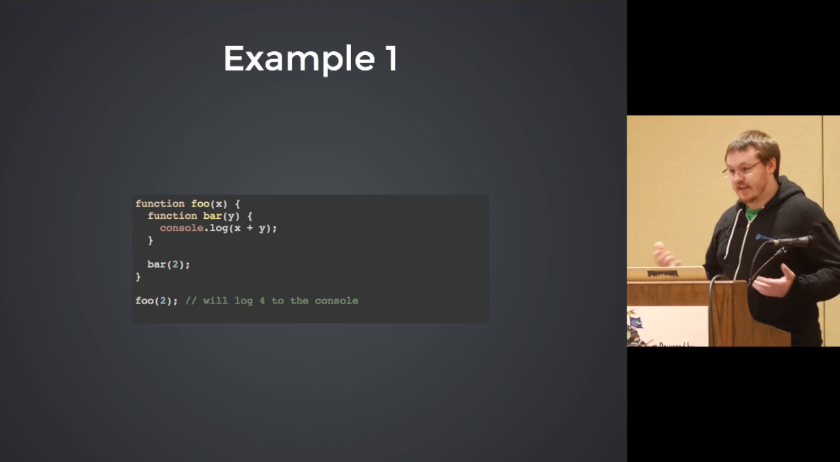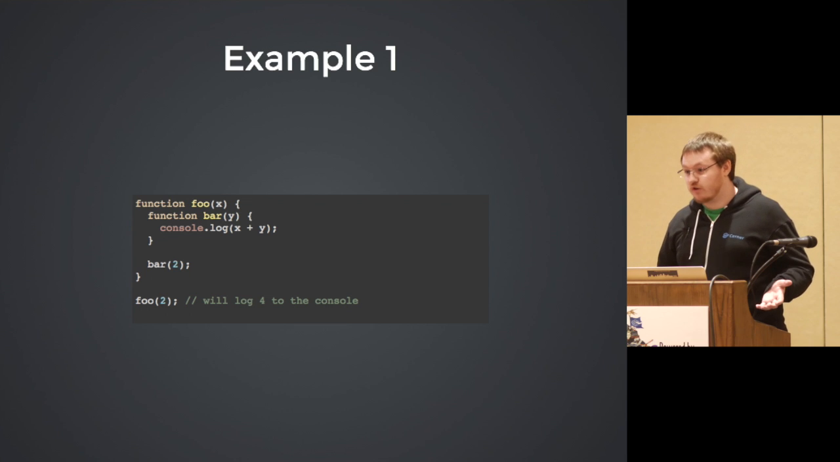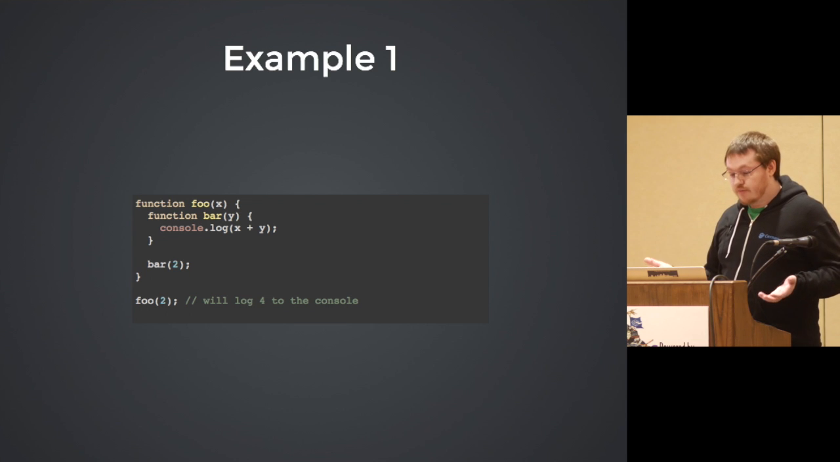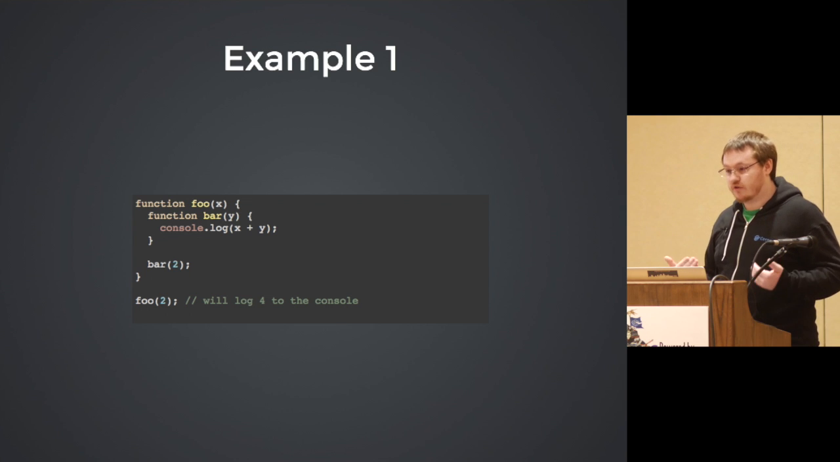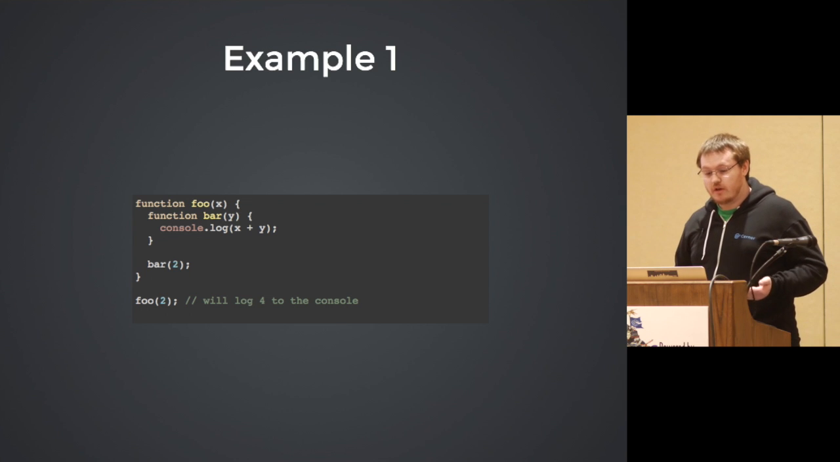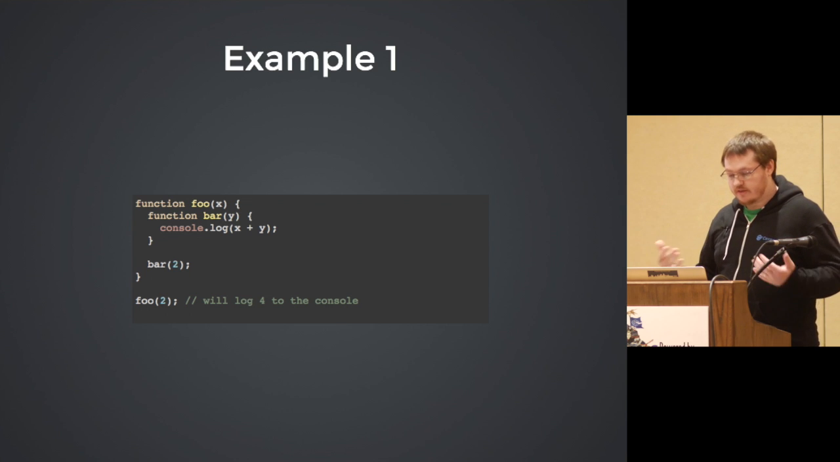Now, we don't retain anything. It's not a particularly useful closure, but it is a closure because the inner function is accessing the variable that is bound to the outer function's scope. Bar has no x inside of it. That's what makes it a closure.